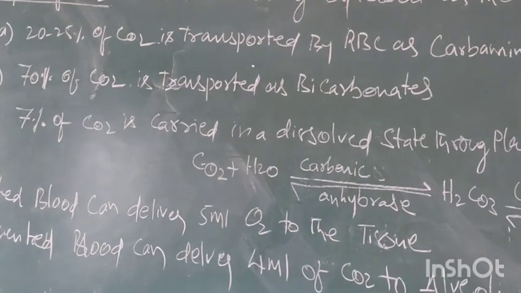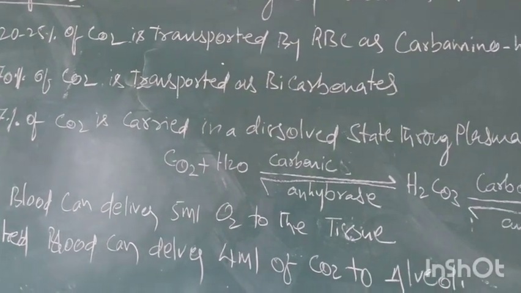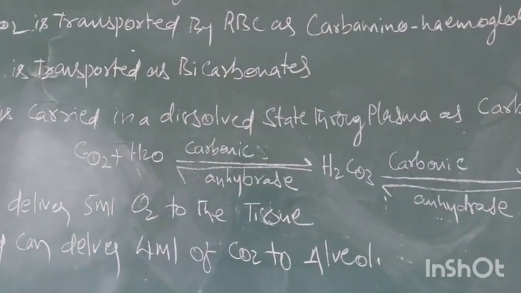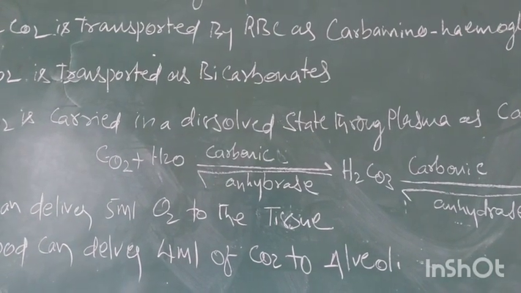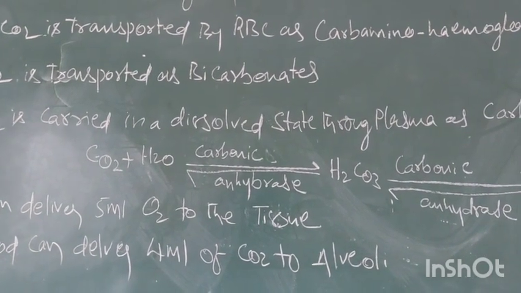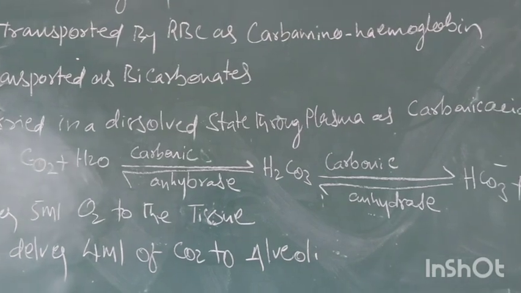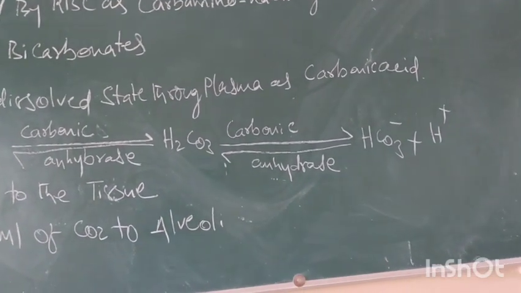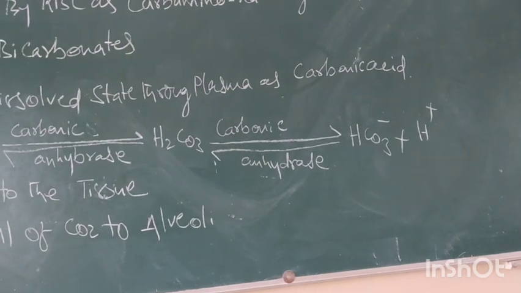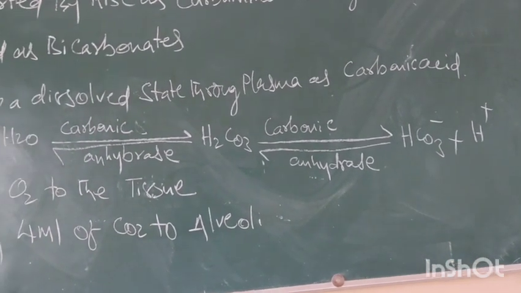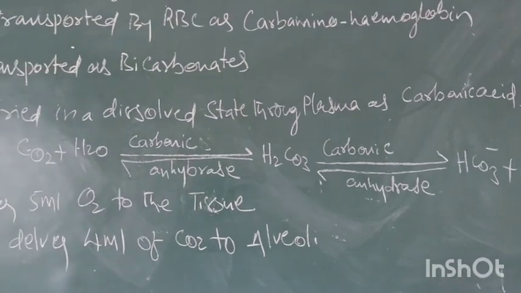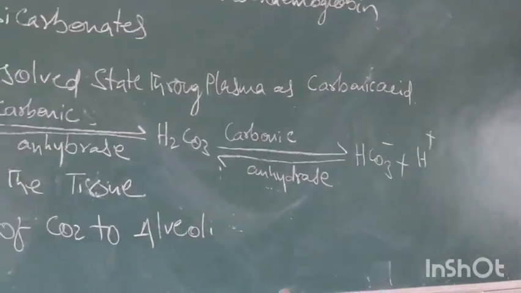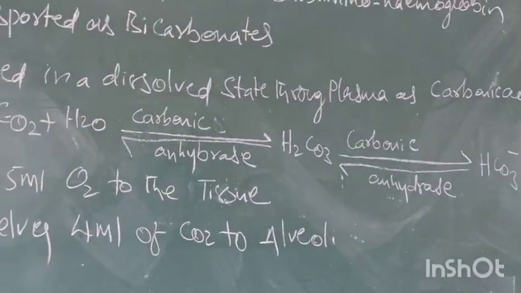Now CO2 plus H2O, in the presence of the enzyme carbonic anhydrase, forms an unstable compound H2CO3. This is carbonic acid. Again, carbonic acid breaks down into bicarbonate and hydrogen ions in the presence of the same enzyme, carbonic anhydrase. This is the most important enzyme, carbonic anhydrase.